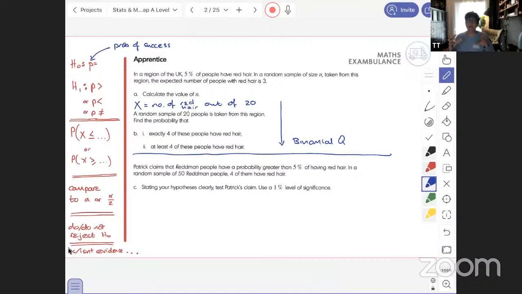Okay, now we look at the hypothesis bit of it. Do we need to change anything about what we're thinking about? X is the number of out of K. Patrick claimed blah, blah, blah, red hair. It's still about red hair. It's definitely still about red hair. So it's going to be the number of people with red hair out of, now look, it's changed. It's no longer 20 people. Patrick claims blah, blah, blah, a sample of 50 people.